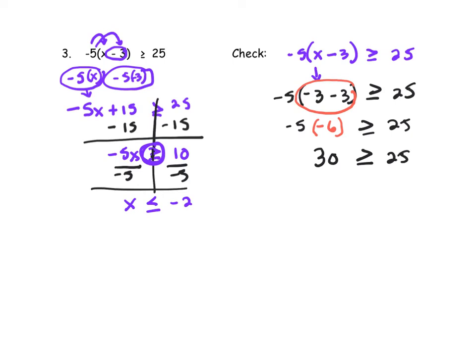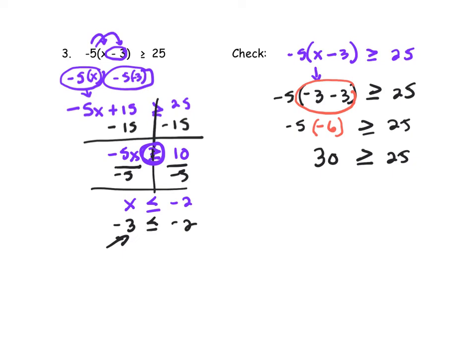And remember, the number I chose was -3. It was less than or equal to -2. So my switched inequality sign tells me what number I choose to do the check, or what numbers are going to make the solution correct. But when I do a check, I have to do it in the original inequality.